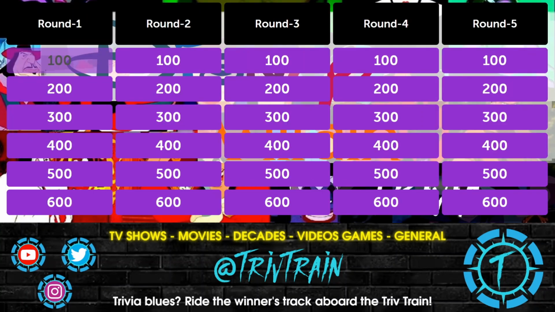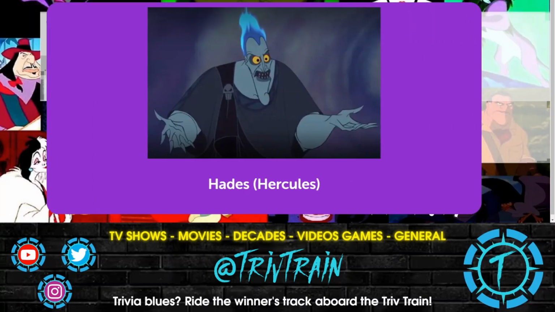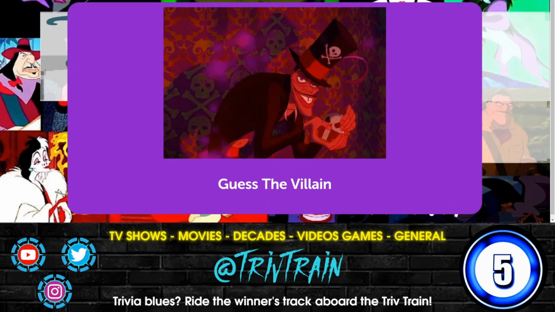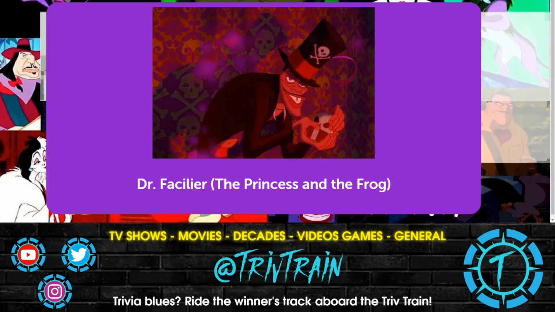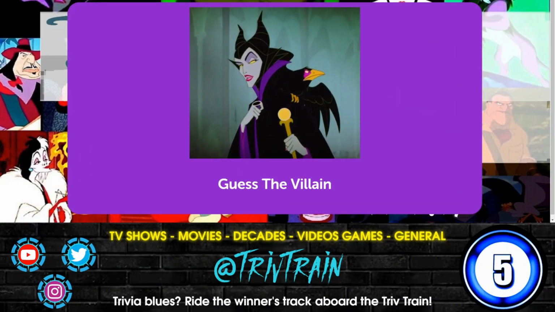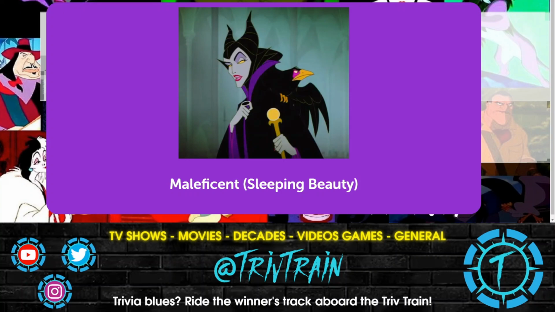All right, round 1 for 200. Guess that villain. The correct answer is Hades from Hercules. Round 1 for 300. The correct answer, Dr. Facilier from The Princess and the Frog. Round 1 for 400. Guess that villain. The correct answer, Maleficent from Sleeping Beauty.